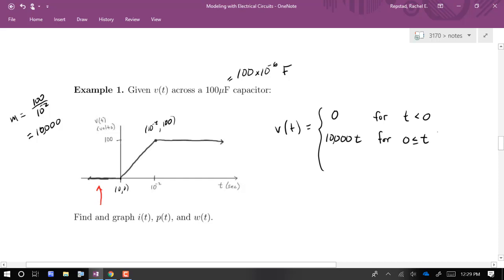And that's between 0 and 10 to the negative 2, at which point it reaches 100 volts and stays steady there. So it's 100 for t greater than or equal to 10 to the negative 2. Here our time units are in seconds, our voltage units are in volts. And we're going to find current, power, and energy. So let's start with current.